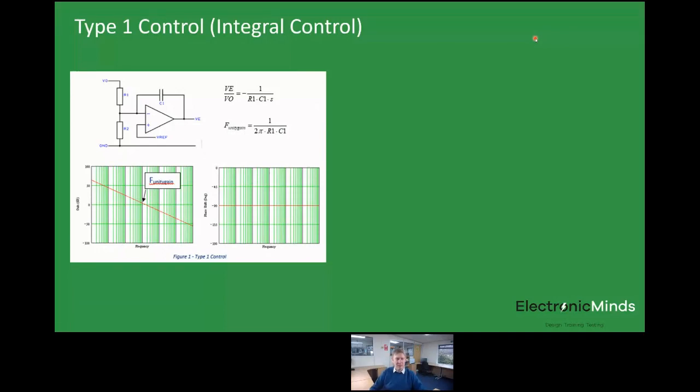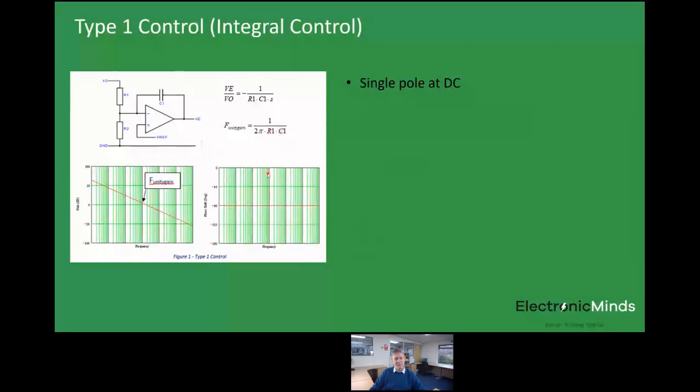Type 1 control is shown here, and it's often known as integral control, because all we have is a single pole at DC. And if you implement that in an analog circuit, it's just an integrator circuit, as shown here. And you can work out the S-domain representation of that. If you plot out the frequency response, gain, and phase, you can see here that we have a behavior which is almost close to what we want. You know, with a pole at DC, we have a nice high gain down at low frequencies. We can choose the unity gain crossover frequency by choosing our values of R1 and C1.